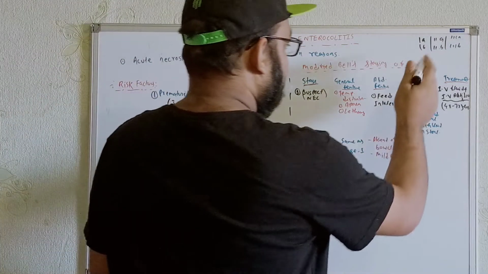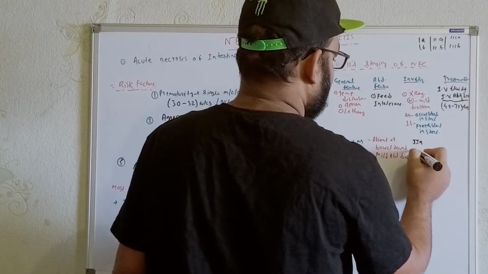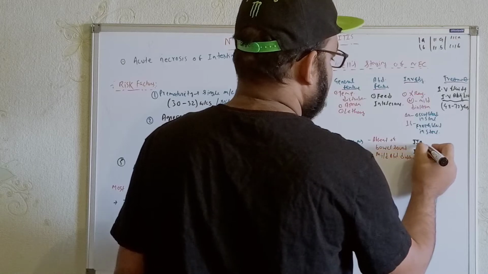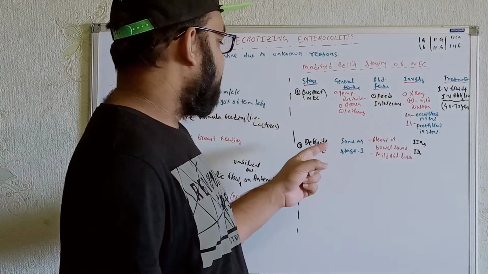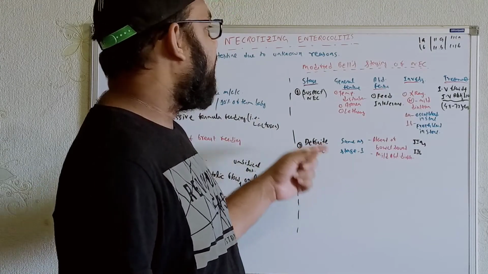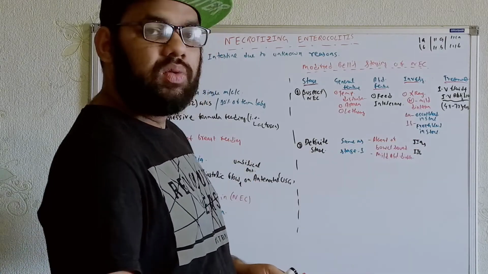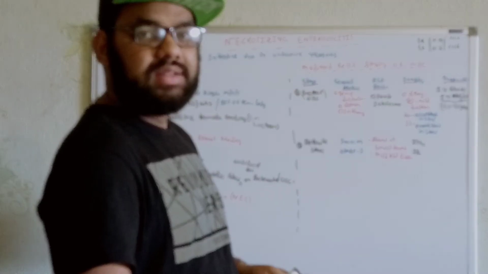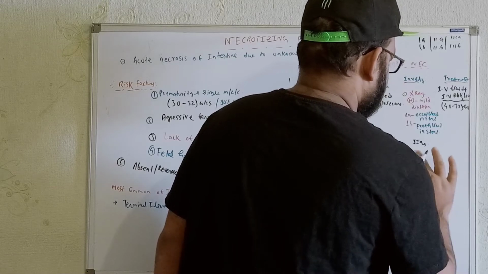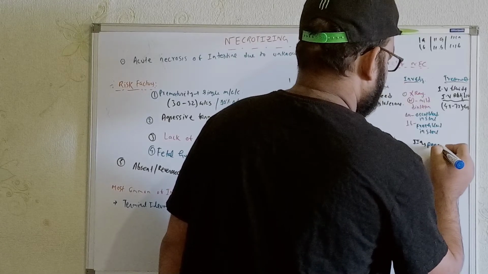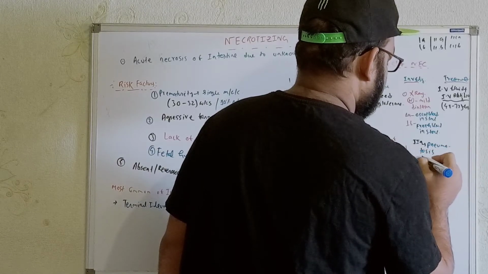Now, what about the investigations? The most important ones are in terms of 2A and 2B. See, when we are talking about the definite stage of necrotizing enterocolitis, in stage 2A we'll get the pneumatosis, what? Intestinalis. So what is this thing? Whenever I'm talking about this term, let's write this clearly: pneumatosis intestinalis.